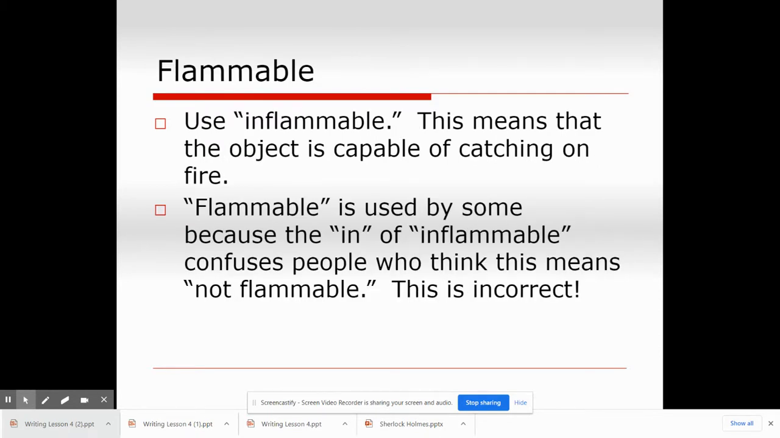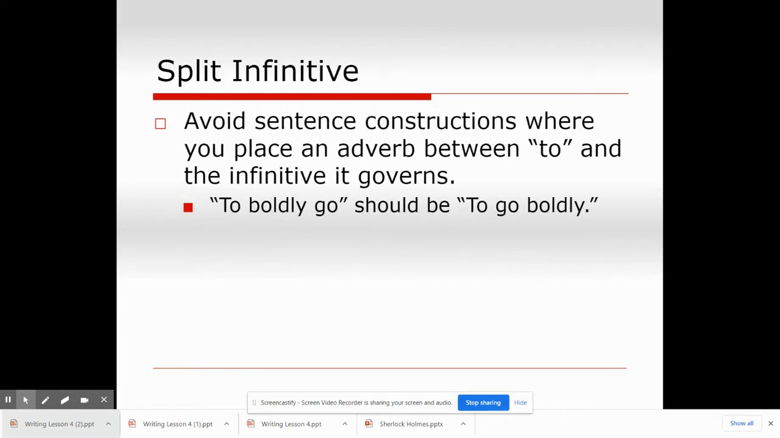Okay, flammable. This doesn't come up very often, but the word is actually inflammable. This means that it is capable of catching on fire. People tend to use the word flammable because the in at the beginning confuses people, making them think that it's not flammable. But actually, the word is inflammable. That means able to catch on fire. So just FYI if it comes up.